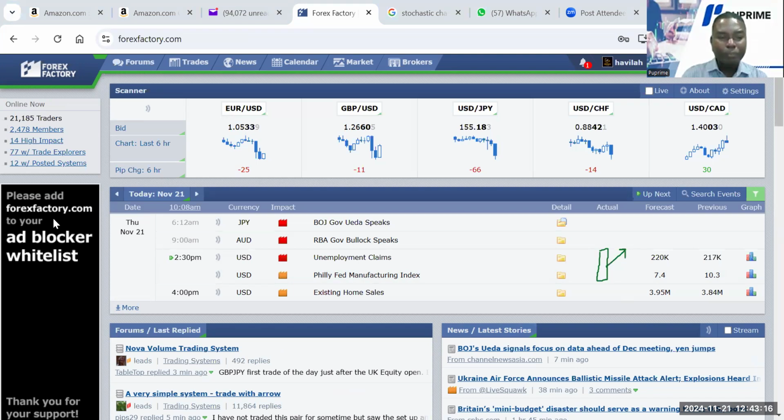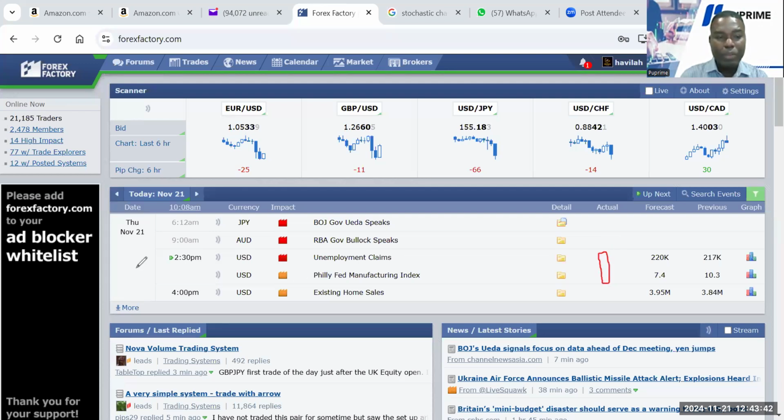And if by 2:30 p.m. we have a red color, it means the data is bad or very poor for the dollar, in which case we'll look at an opportunity to sell the dollar. All right, so the best scenario is when we have a green. If we have a green, we should expect a bullish volatility on the dollar. And if we have a red, we expect a bearish volatility.